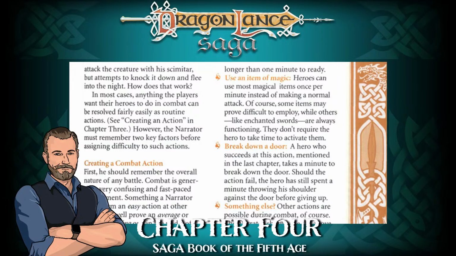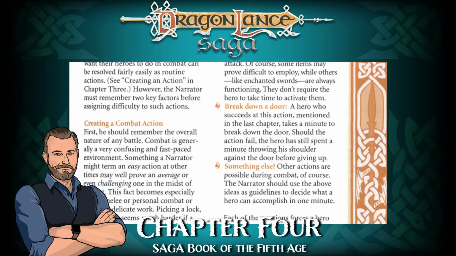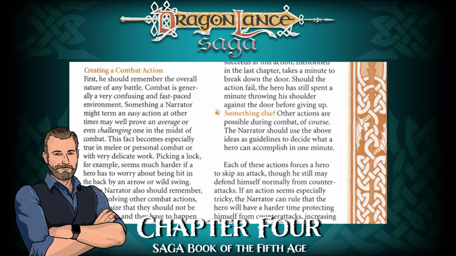How does this work? In most cases, anything the player wants their heroes to do in combat can be resolved fairly easily as routine actions. See Creating an Action in Chapter 3. However, the narrator must remember two key factors before assigning difficulty to such actions. Creating a combat action. First, he should remember the overall nature of any battle. Combat is generally a very confusing and fast-paced environment. Something a narrator might term an easy action at other times might well prove an average or even challenging one in the midst of combat.